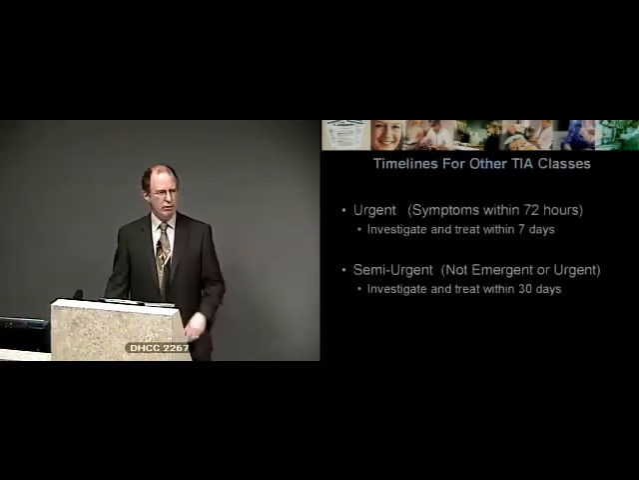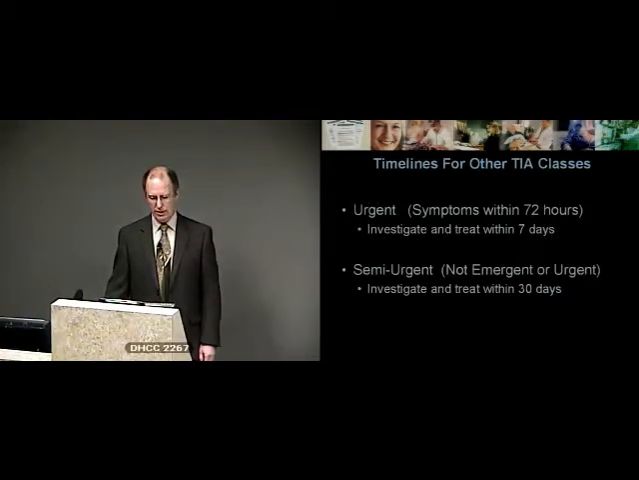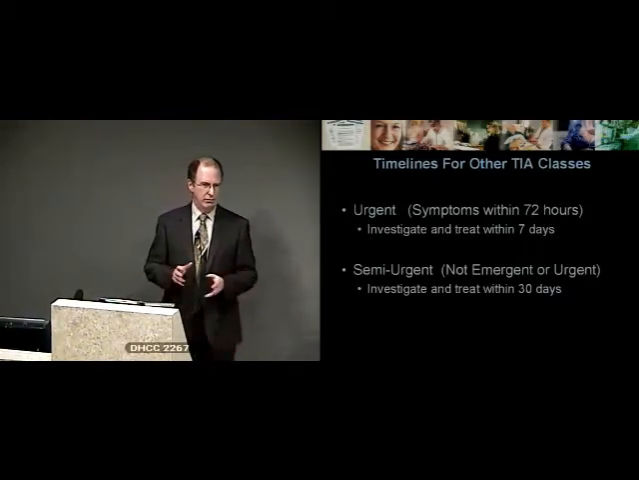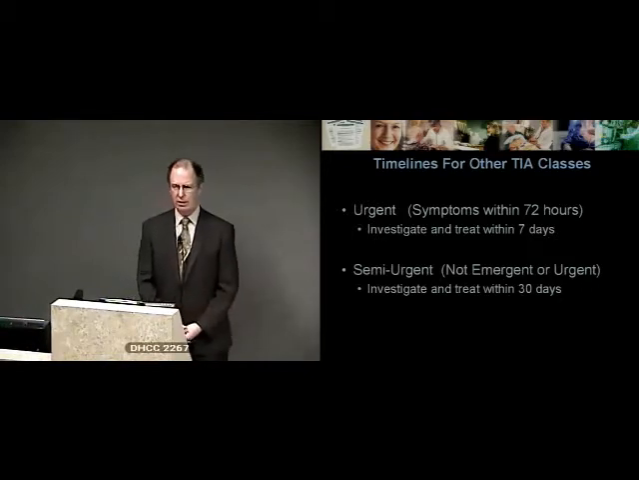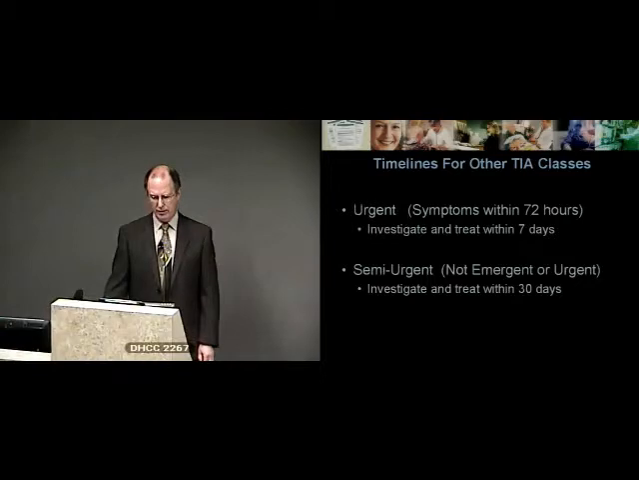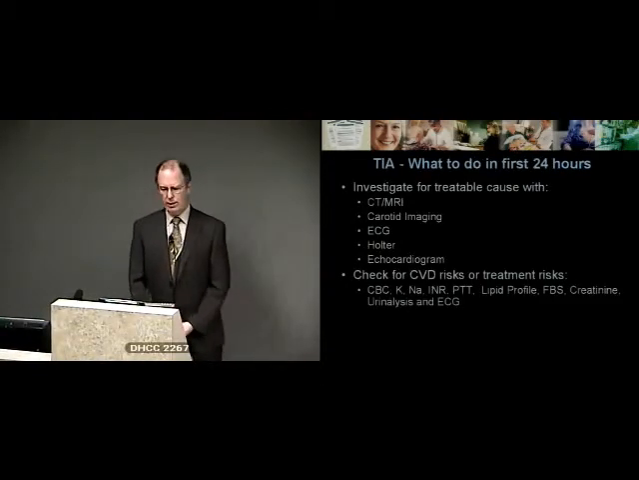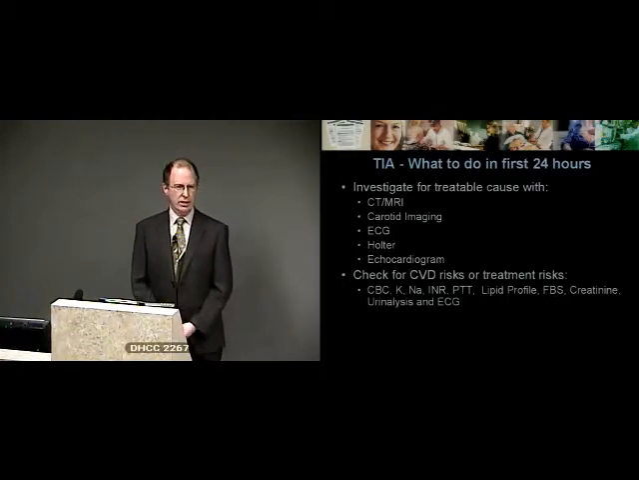The timeline, just so you know, for the other cases, the urgent patients that present within 72 hours should be investigated and treated as soon as possible, but certainly within 7 days. The semi-urgent, and this may make up quite a lot of your TIA mimics, these are the less clear cases, but certainly should be settled as soon as possible and within 30 days. So a TIA, what do you do in the first 24 hours? What are we talking about with investigation? Well, you need a CT or MRI to rule out other causes or treatable causes.